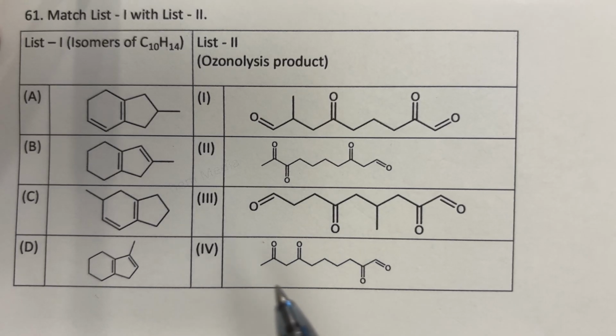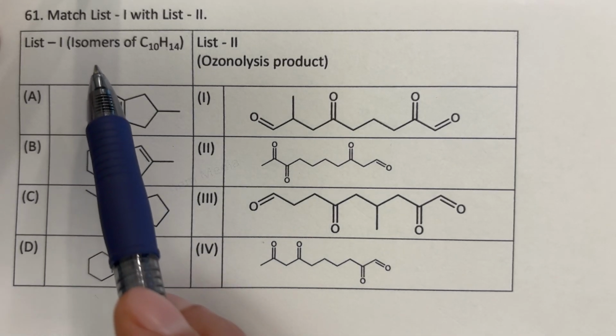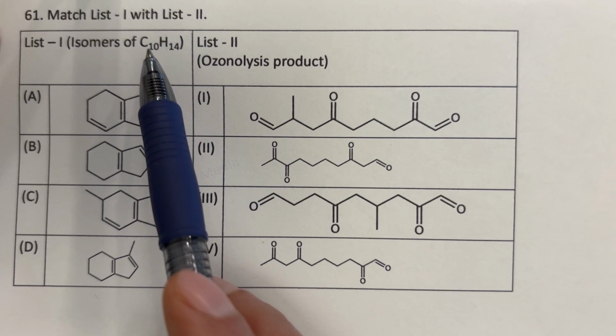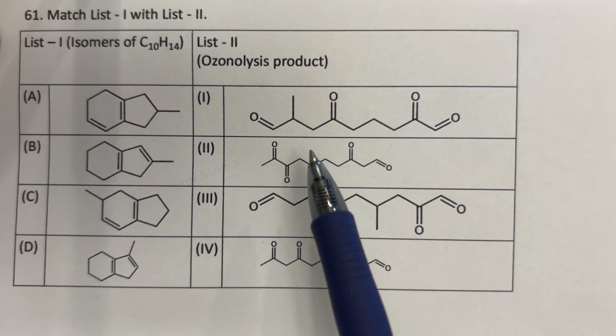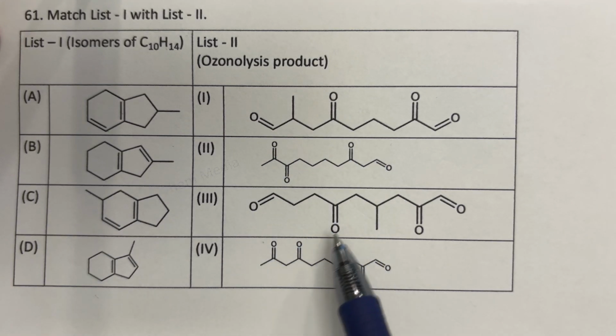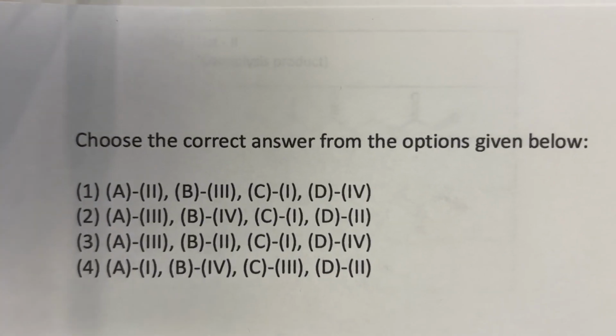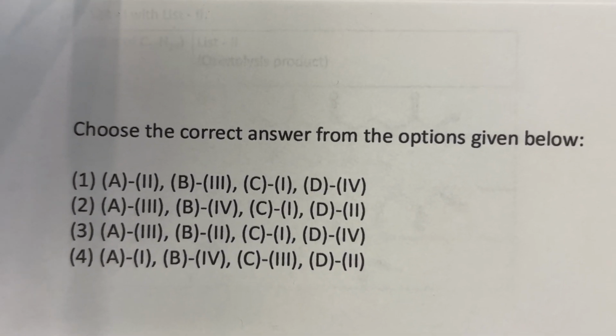Hello everyone, here is a question based on ozonolysis. We have 4 different isomers of C10H14 that are given in list 1 and then their ozonolysis products are given in list 2. We need to match these two and find out the correct option here.